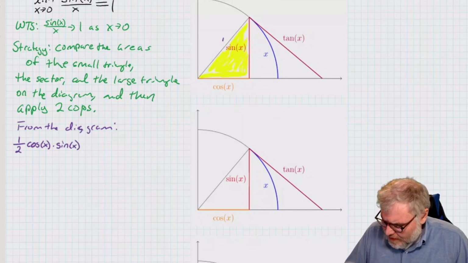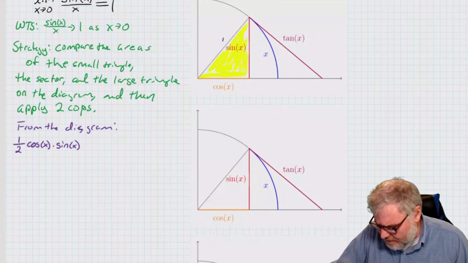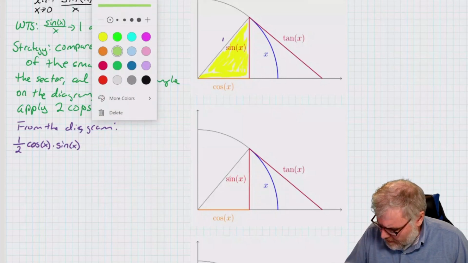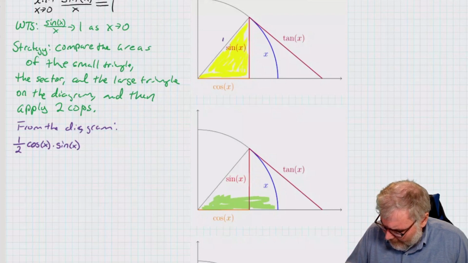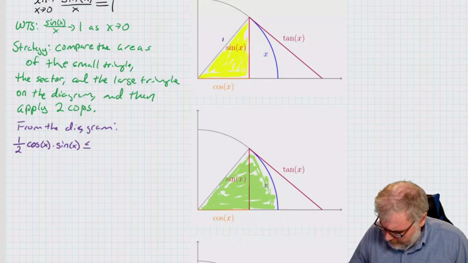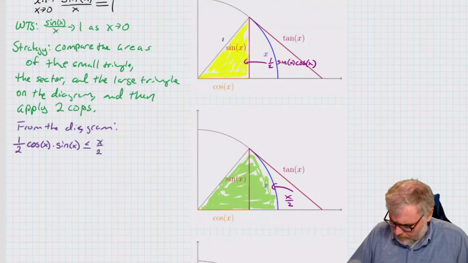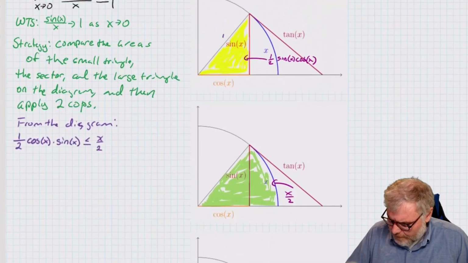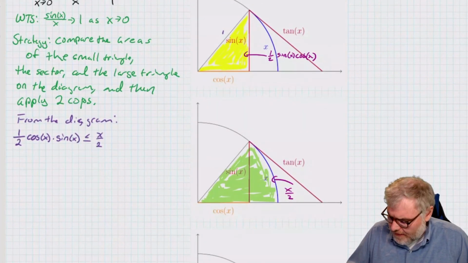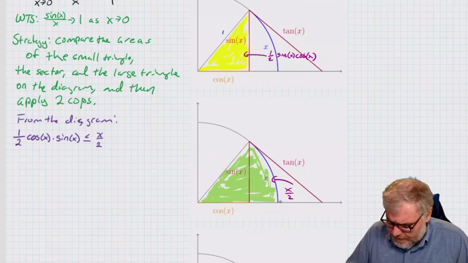My next one is going to be the sector, bordered right here by x. So the sector is that area there. So I have 2 shapes here. This one, and then this sector, well, not really a triangle. This sector here is x over 2.